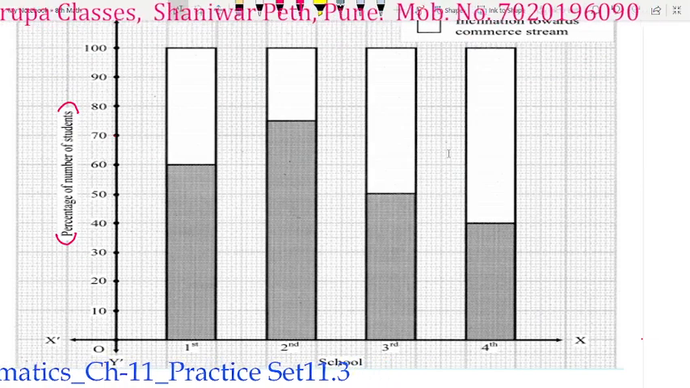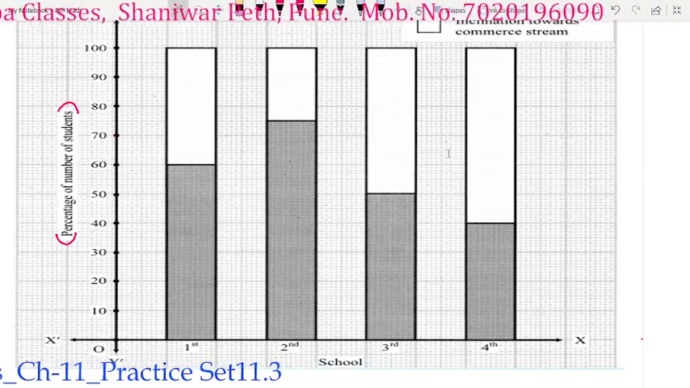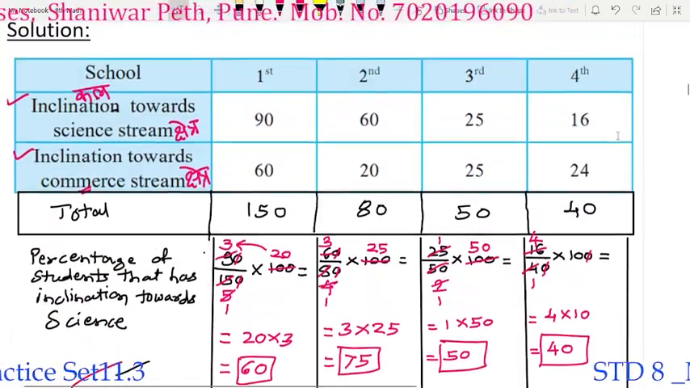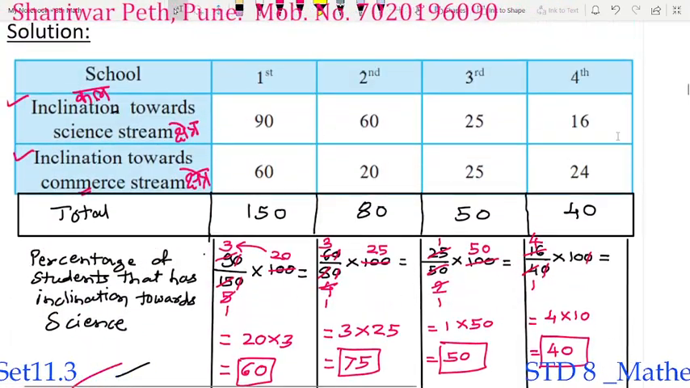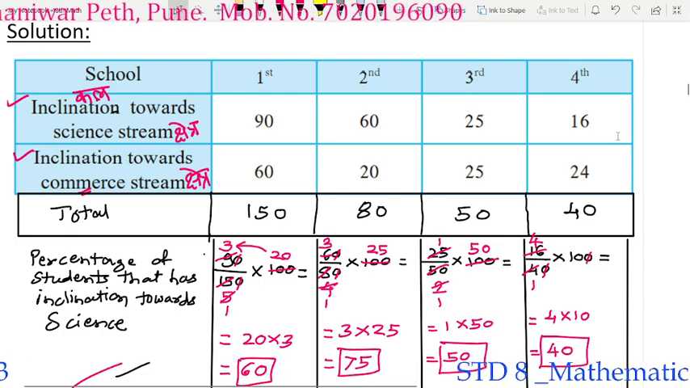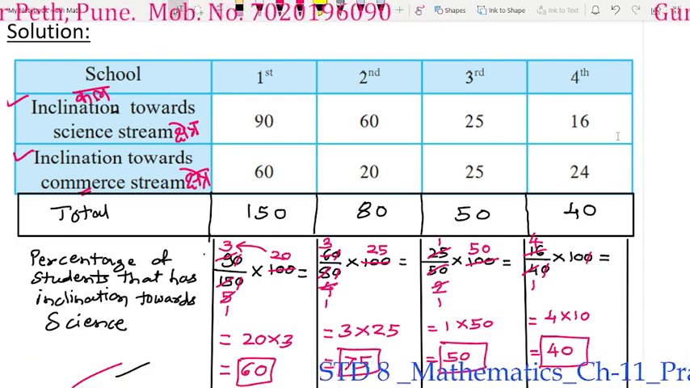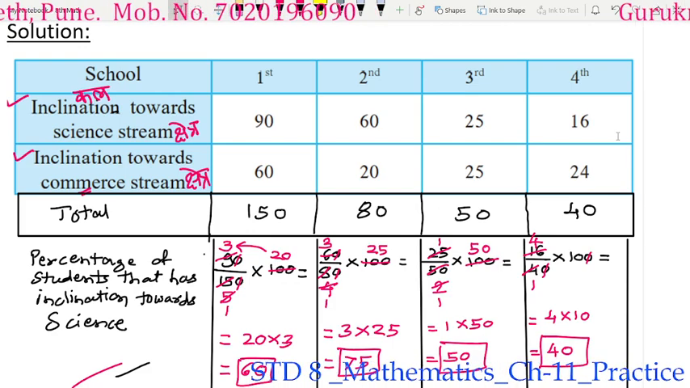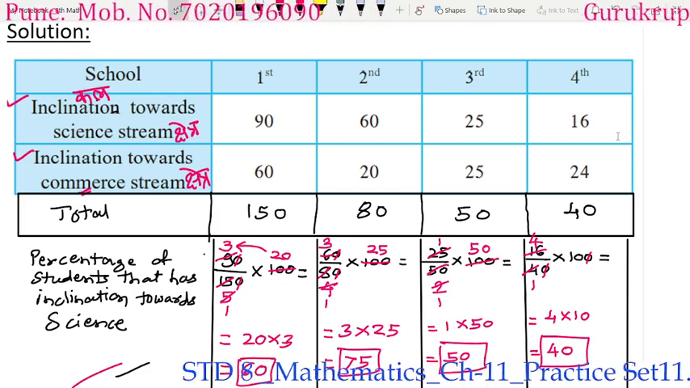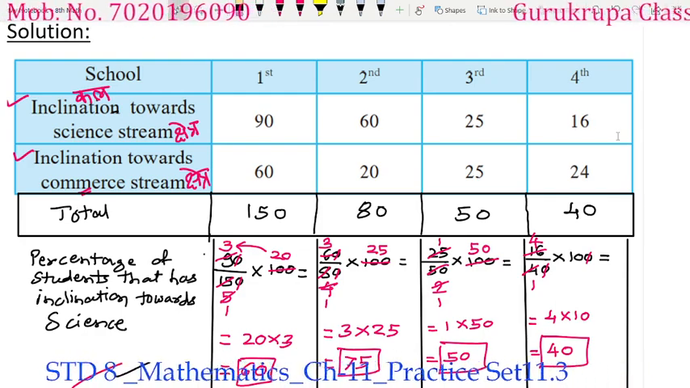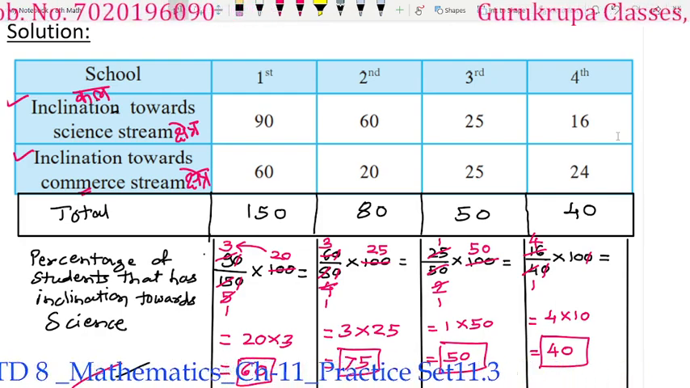So by using the given information, what are the steps we have taken? Just we revise the steps over here. Columns and two rows are given to you. Now total number of students are not given, so we have to make a row which shows the total number of students. So we take one ratio only to find the percentage of the inclinations towards the science stream.